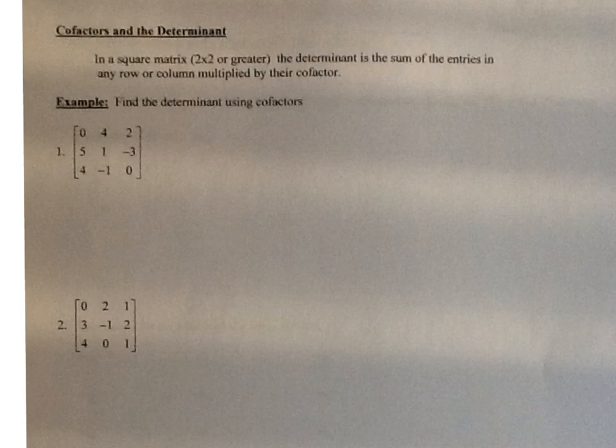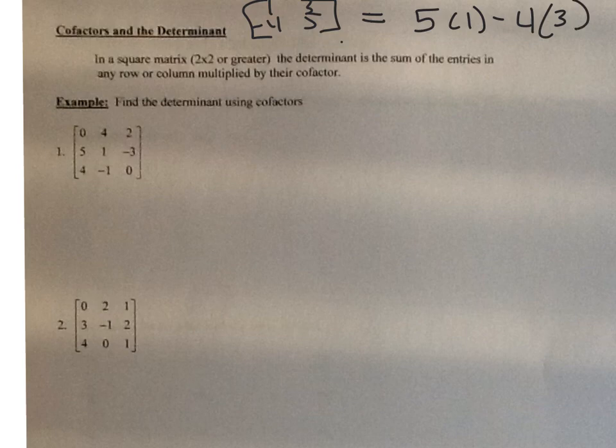So remember, the 2 by 2, let's say we have 1, 3, negative 4, 5. Remember, to find the 2 by 2, we did 5 times 1 minus 4 times 3. And so that was 5 minus 12, which would be negative 7. Okay, so now, and you can use this method I'm going to show you now for this here too. Okay, but these are for 2 by 2 or greater.